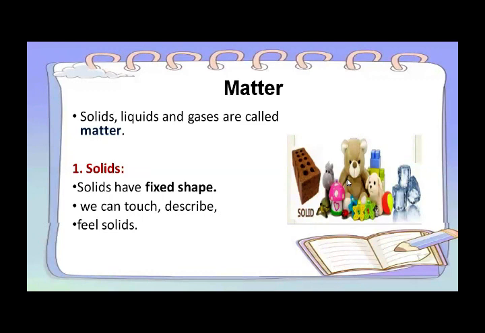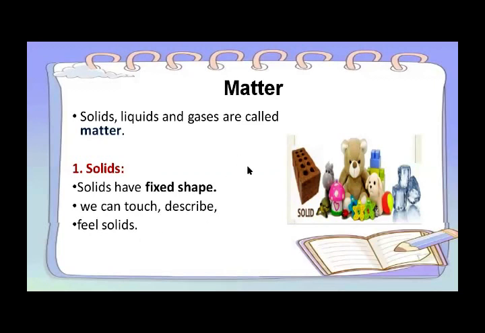You can touch these things. Yes, you can touch and you can describe. How can you describe these things? These fluffy toys are soft. These plastic toys are hard. And this is ice, and ice is very cold. So that means you can touch, you can describe, and you can feel solids.